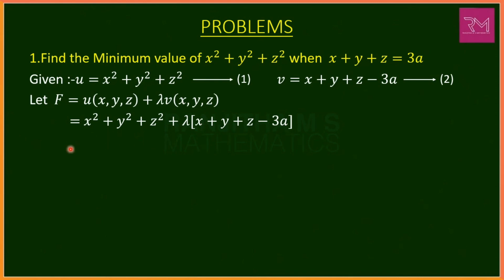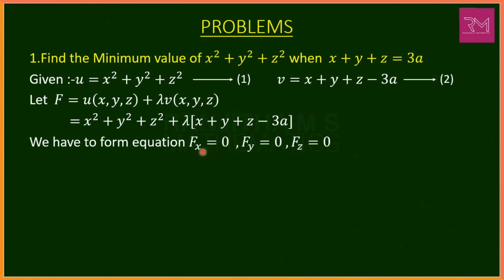After forming the auxiliary function, we have to find fx equal to 0, fy equal to 0, fz equal to 0. Here fx is the partial derivative of f with respect to x, fy is the partial derivative of f with respect to y, and fz is the partial derivative of f with respect to z. First find fx and equate to 0. Here fx is the differentiation of x square, which is 2x, plus y square plus z square is constant, so its differentiation is 0, plus lambda into differentiation of x, which is 1, plus the remaining term becomes 0. Hence we get fx as 2x plus lambda. We can equate it to 0.